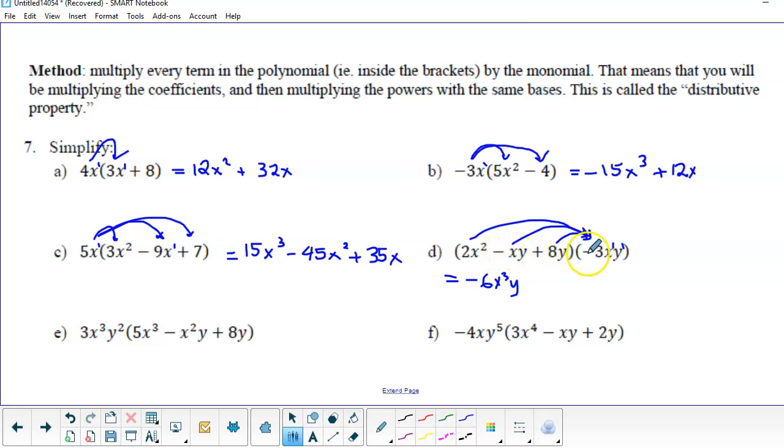Then negative xy times negative 3xy is plus 3. x times x is x squared, right? Because that's a 1 and that's a 1. And y times y is y squared. And then positive 8y times negative 3xy is negative, so it's subtracting 24x and then y squared. Okay.